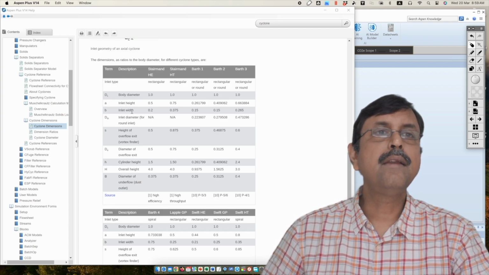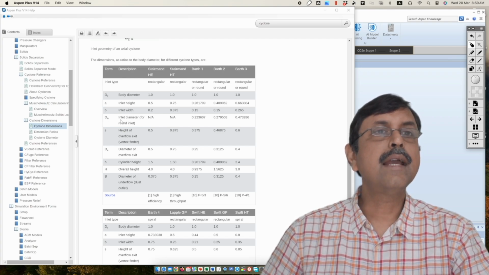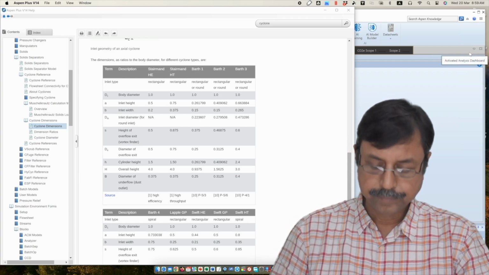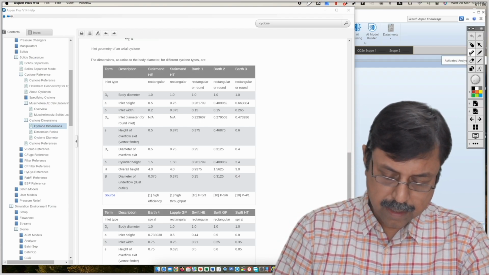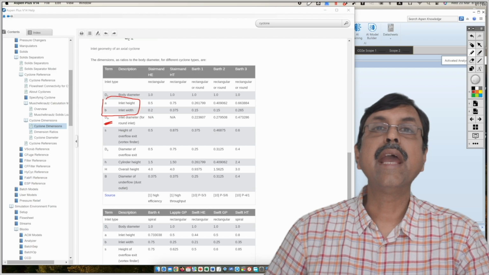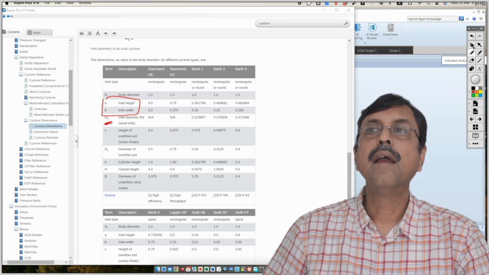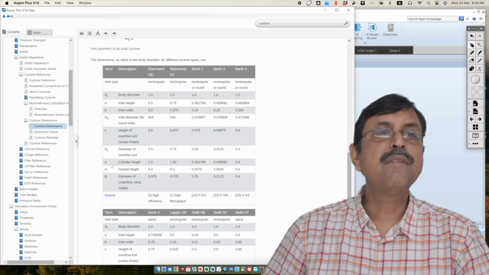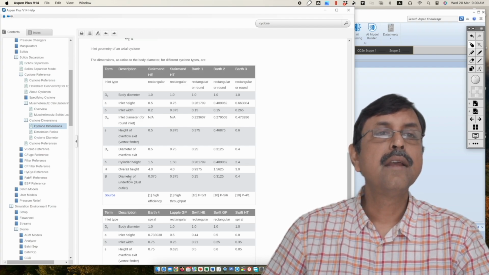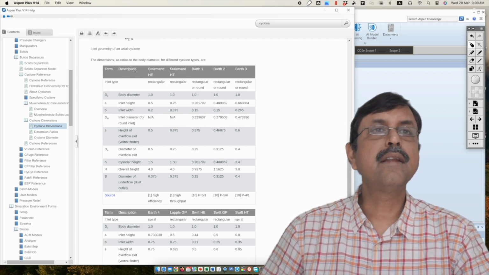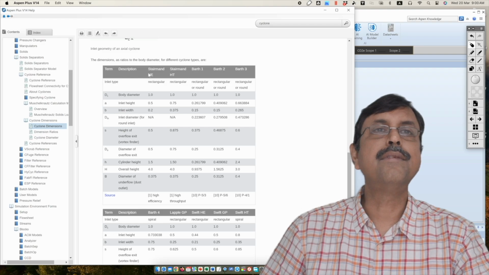A is inlet height, B is inlet width, D is the inlet diameter for round inlet. So for rectangular inlet, we have A and B. And for round inlet, we have BIN. And then height of overflow exit is called vortex finder, and diameter of overflow exit, cylinder height, overall height. So all these parameters are there. These are the terms, these are the description, and these are the types.